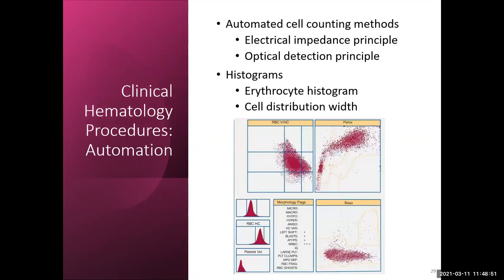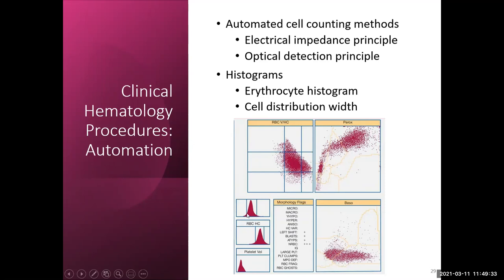So this is just an example of some of the methods, like the electrical impedance or the optical detections, where when those cells are going through that analyzer, it's measuring things like size, it's measuring the content within the cell, is there a nucleus, what does the nucleus look like? And it puts those into a category, and that's how it counts the percentage of eosinophils and neutrophils and lymphocytes. And so then it puts it in a category, so all of these little dots would be a particular category that it's putting it in.